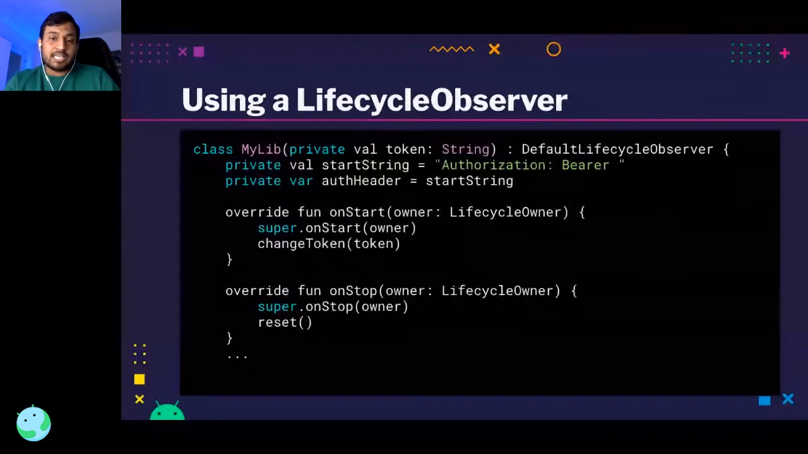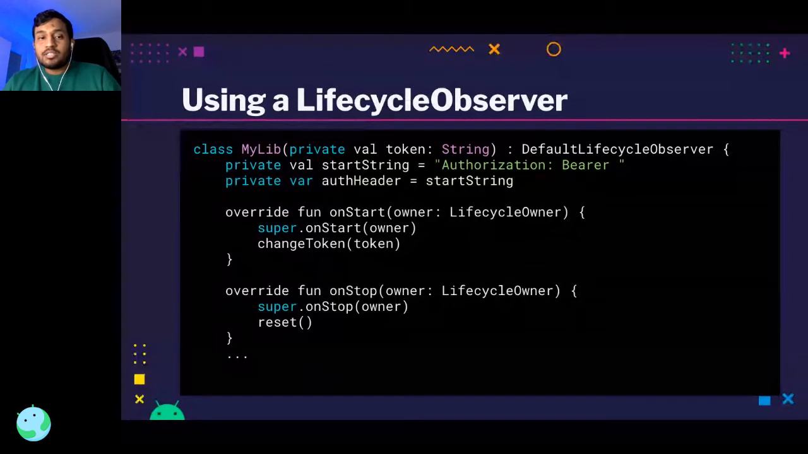Now, this is also the same kind of code. The logic is not changing. There's a start string, there's an auth header. The only thing that is happening now is that the actual initialization, as in the changeToken function, is being called in the onStart. And then reset will basically get rid of this string. So when you call reset, it says authHeader is equal to startString, bringing it back to whatever the initial value was supposed to be. And it will basically just get rid of the extra token that you have.